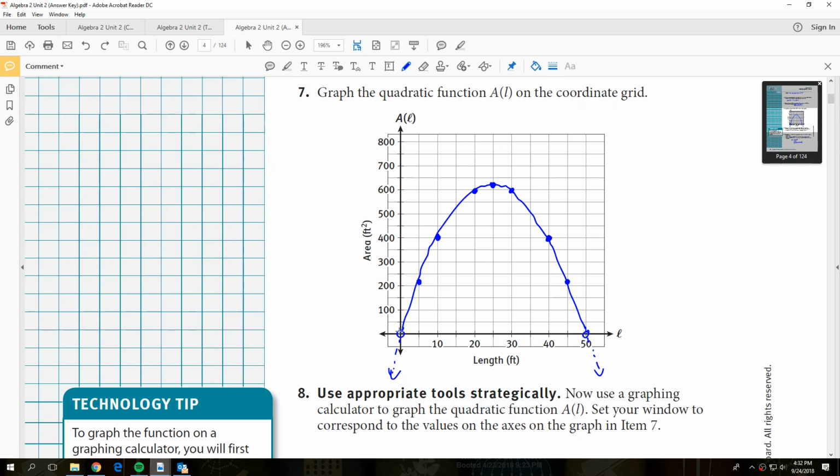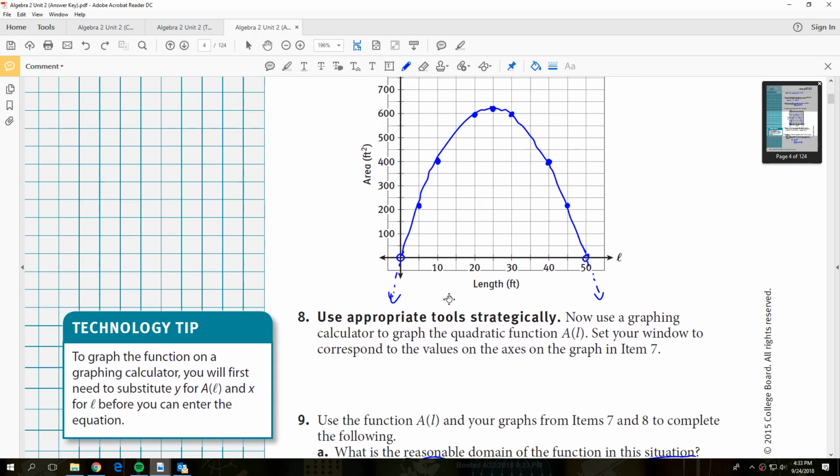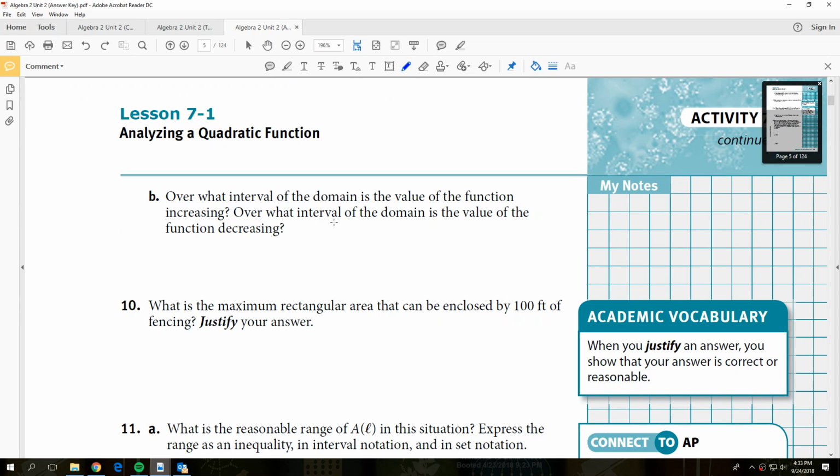But either way, it is increasing from 0 all the way up to x equals 25. This whole thing here is increasing, not including 25, because at 25 the slope would be 0, which is neither increasing nor decreasing. So let's write that down. What interval is it increasing? We'll say increasing, and that's going to be between 0 and 25. As an interval, that would be 0 to 25.